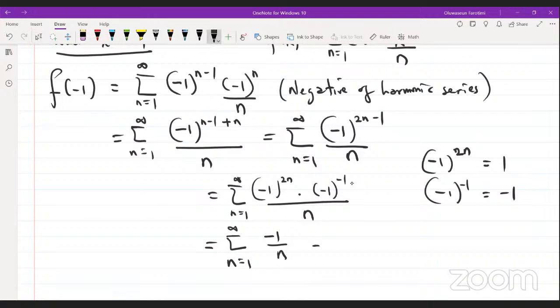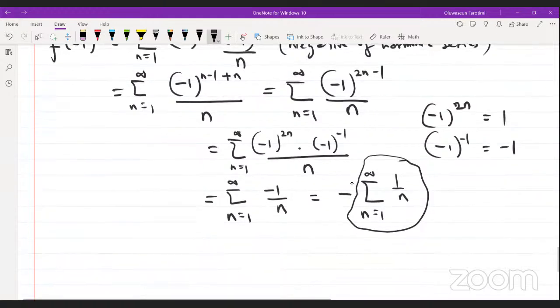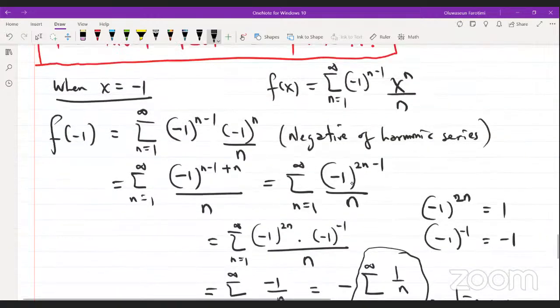So what does negative of harmonic series mean? I can pull out this negative sign and I'm left with, talk to me, guys, harmonic series. This guy is harmonic. So you have the negative of the harmonic series. And what's the behavior of harmonic series, guys? It diverges. Why? Because it's harmonic. I remember every harmonic series always diverges. Now you've checked the first endpoint, and you see that at the endpoint it diverges.